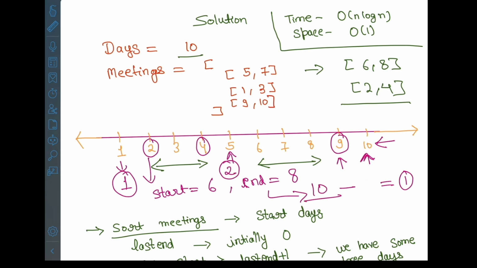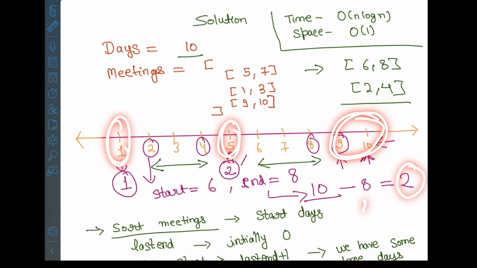So remove 8 from 10 and you will find that it is equal to 2. We already had 2 days free, we got another 2 free days, so the output is going to be 2 plus 2, which is 4. And for this input, if you notice, the output will be 4. Day 1 is free, day 5 is free, and days 9 and 10 are free, and we got the output as 4. 2 plus 2.